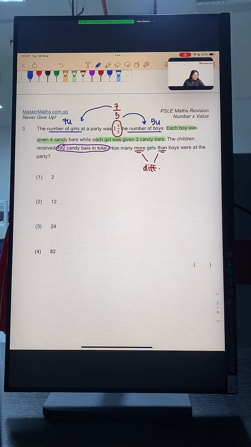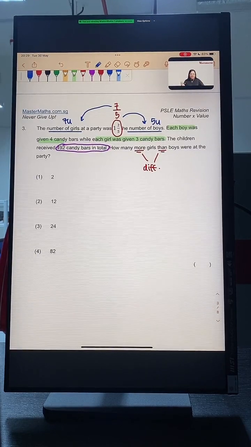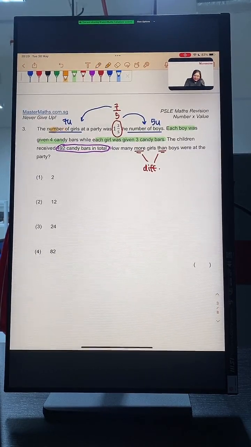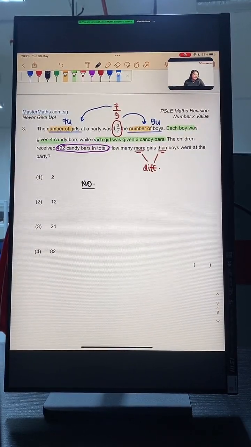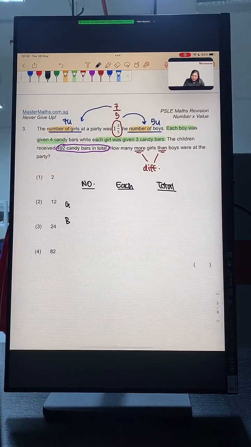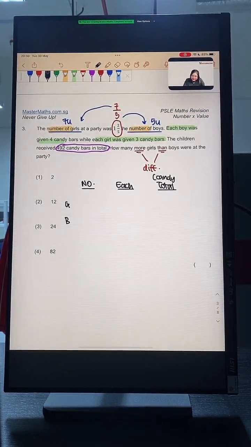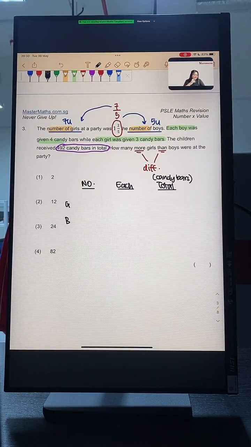I see more of you understanding what's going on now. I see number, I see value, straight away I think of number times value. So let's write down the number times value. This time I use short form. So for number, we have the girls and the boys, and then we have each, and we have the total. This total represents your total candy bars, because we are looking at candy bars here, not money, not anything else, just candy bars.